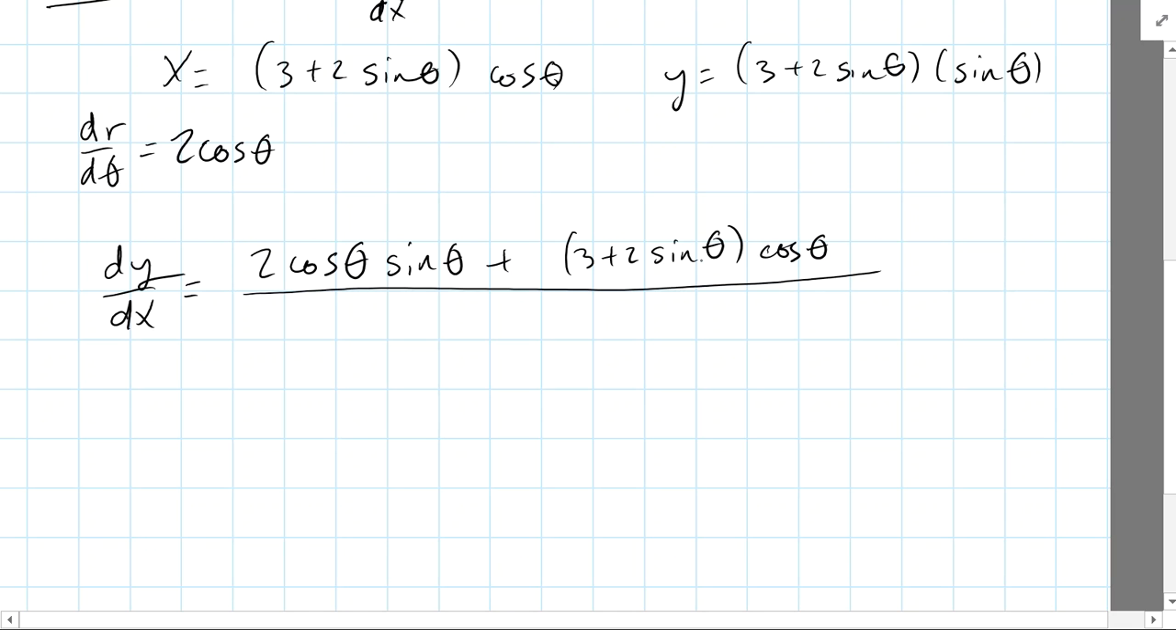Okay, now I've got to do dx/d theta. I'm going to get the 2 cosine of theta, sine theta again. But I'm going to do a minus, and then it's 3 plus 2 sine of theta. Derivative of cosine is sine. The reason it's minus is because it's a negative sign.